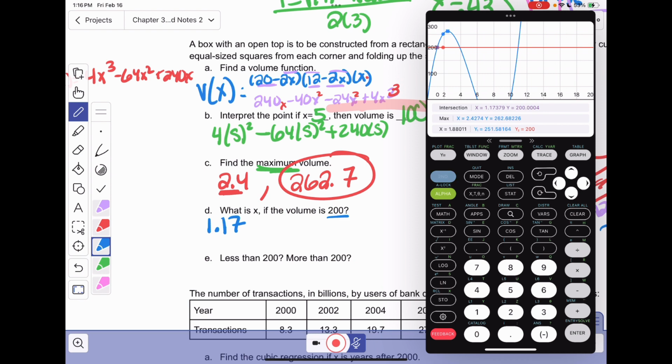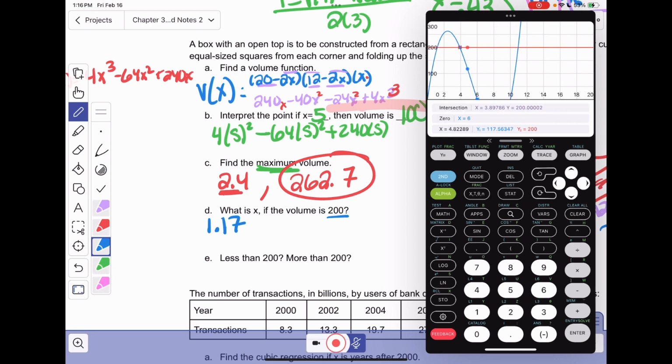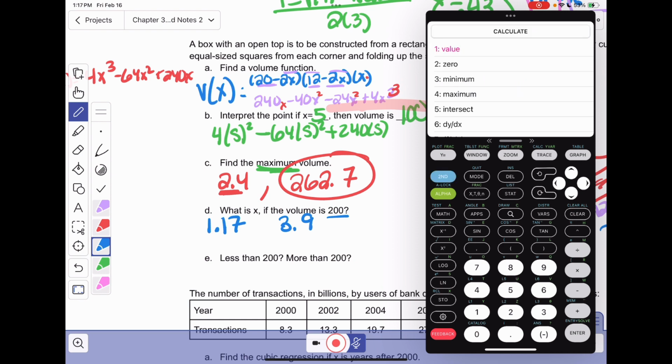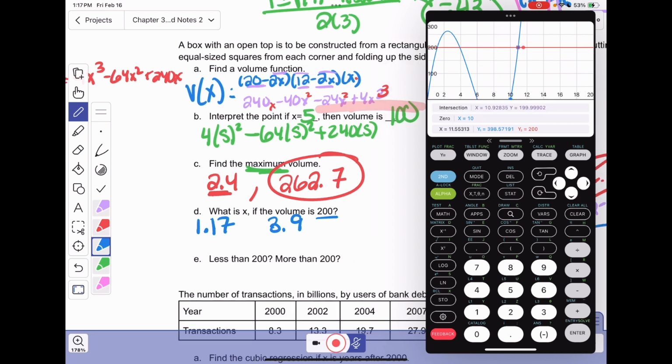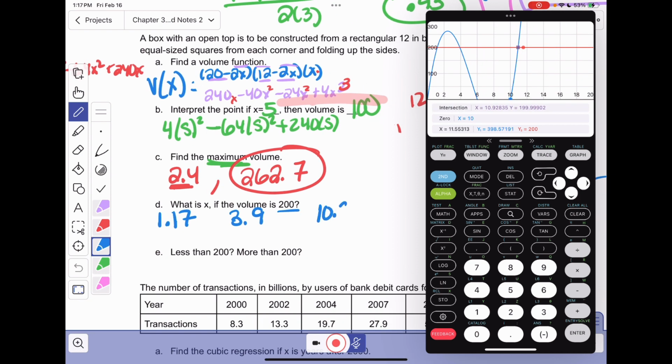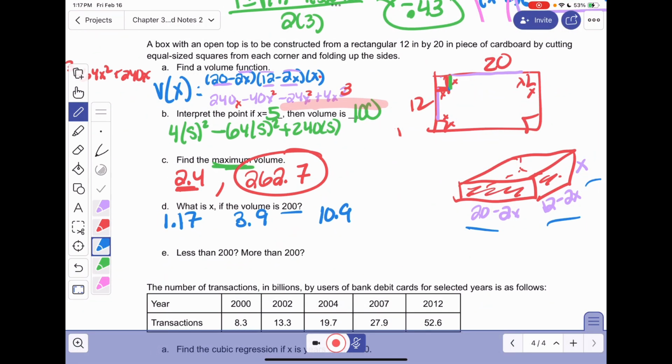Then we do it again. Second trace intersect, left bound, right bound. We've got 3.9. And then if we do it again, second trace intersect, left bound, right bound, this one we get 10.9. Now, if we go back to our original, x can't be 10.9 because we can't take that out of both sides, so that's too big.